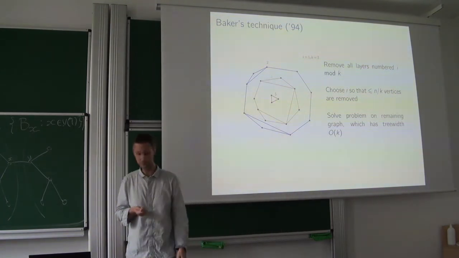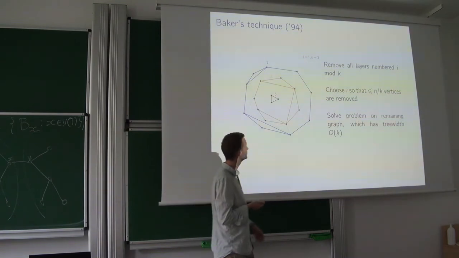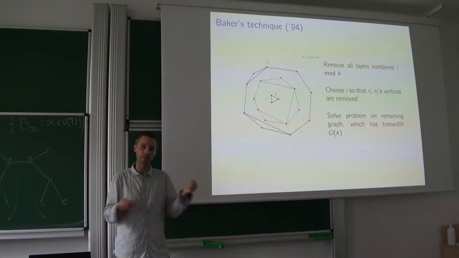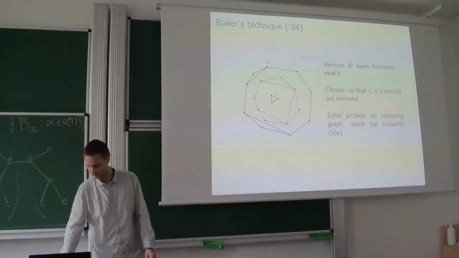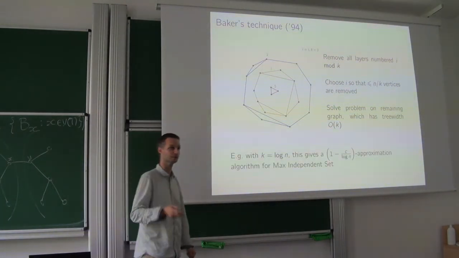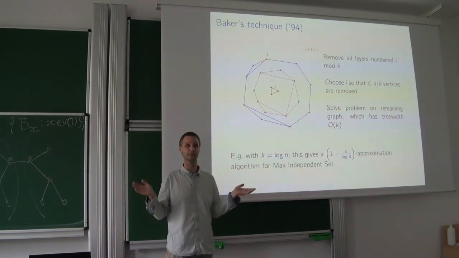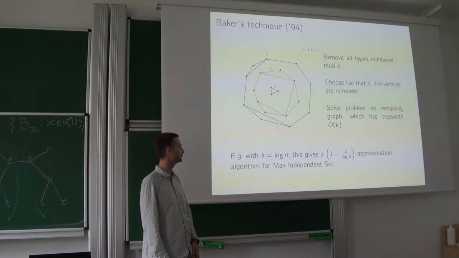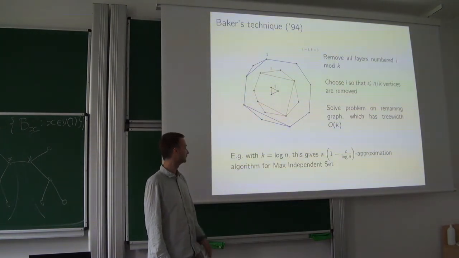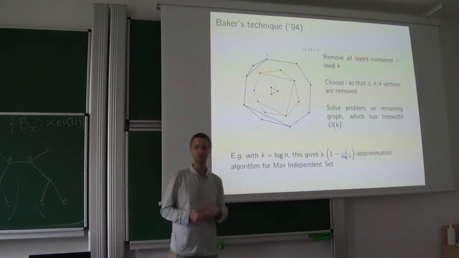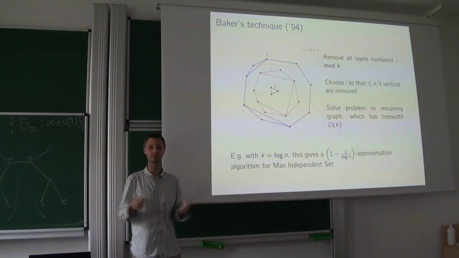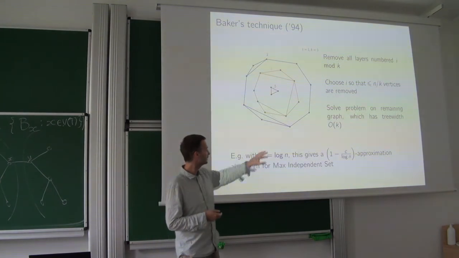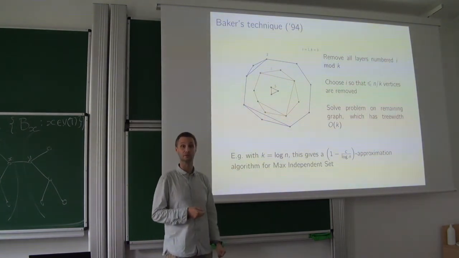And that's often a good choice. So you remove at most n over k vertices, and then you're left with a graph with treewidth big O of k. And depending on the type of problems you are trying to solve, that could be a good strategy. There are countless applications of this. For instance, a very classical one is to get an approximation algorithm to compute a maximum size independent set in a planar graph. And in that case, you can take k to be about log n.